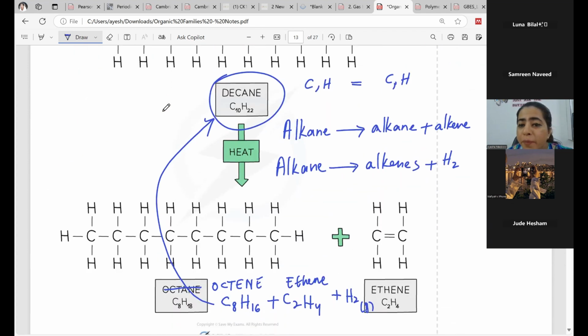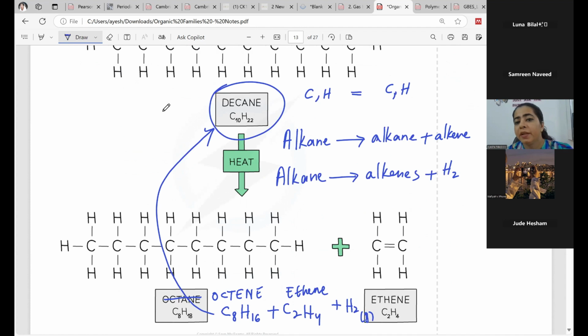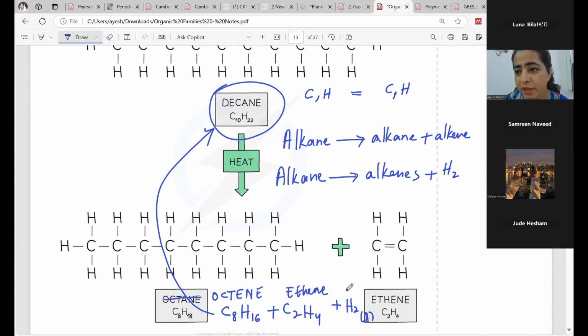Okay, one important thing over here. In the exam, they can ask you, okay, you have a decane, you want to break it, and we want to get octane and ethene. Is it possible to get pure octane and ethene at the end of the reaction? So the question is, is it possible to get a pure product at the end of the catalytic cracking reaction? Any idea from your side, if you want to answer it, otherwise I will tell.